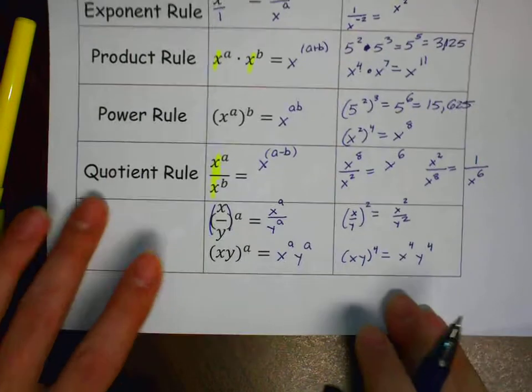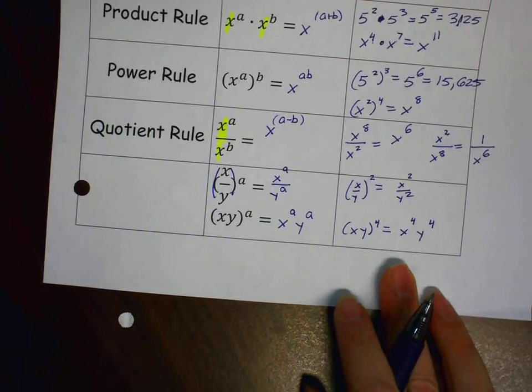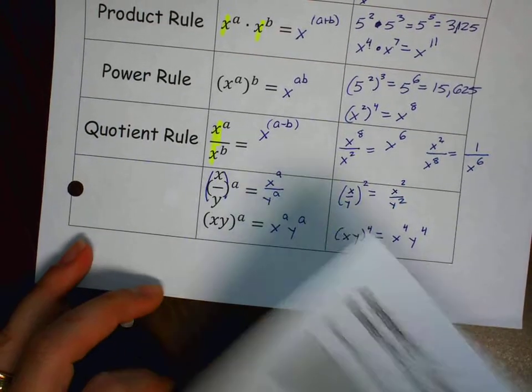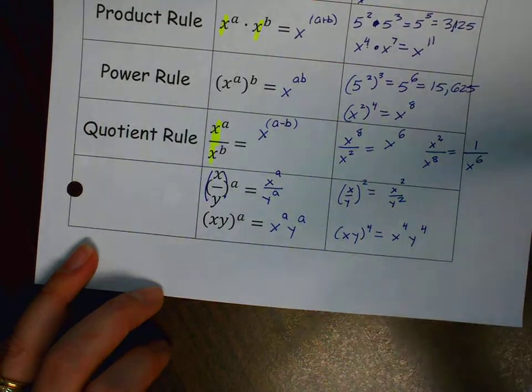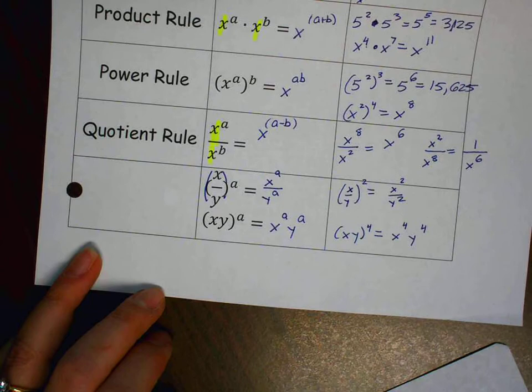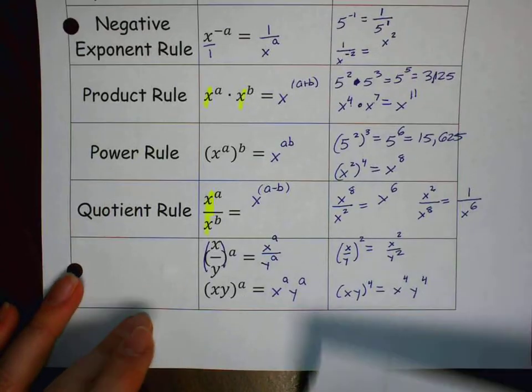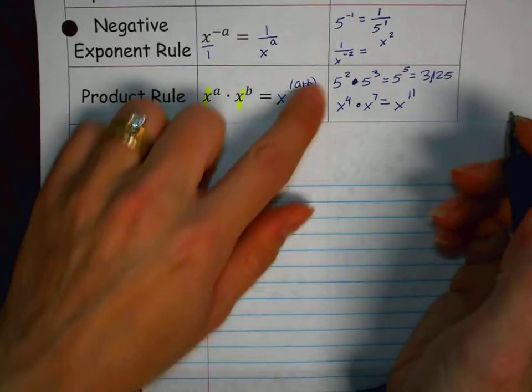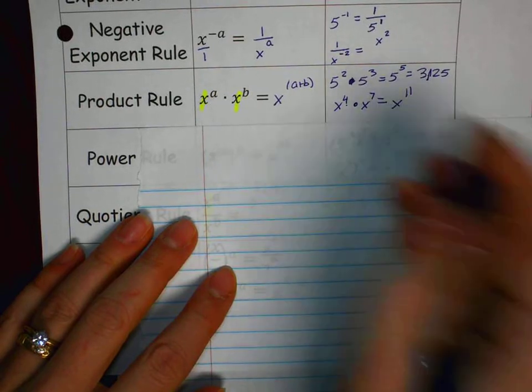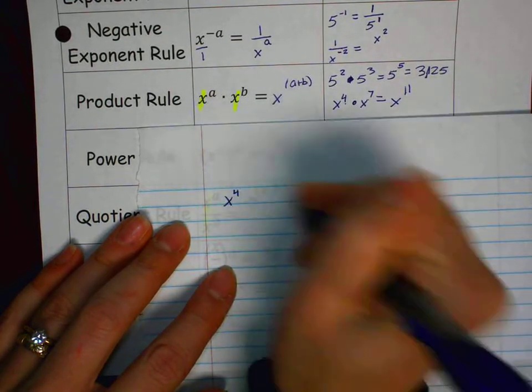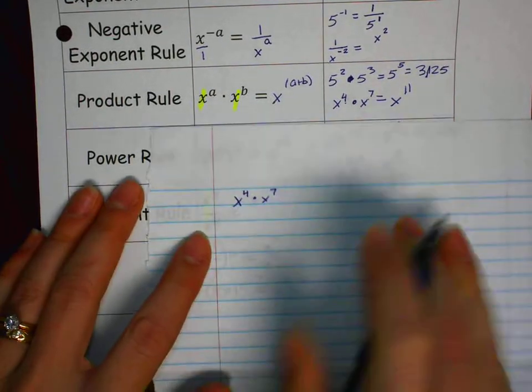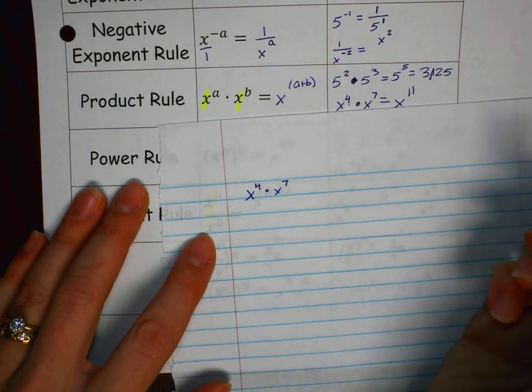So those are your rules. If you forget your rules, remember that you can always expand to help you remember them. For example, my product rule, 5 squared times 5 to the third, or actually let's do x to the fourth times x to the seventh. Let's say I don't remember. Am I supposed to multiply? Am I supposed to add?